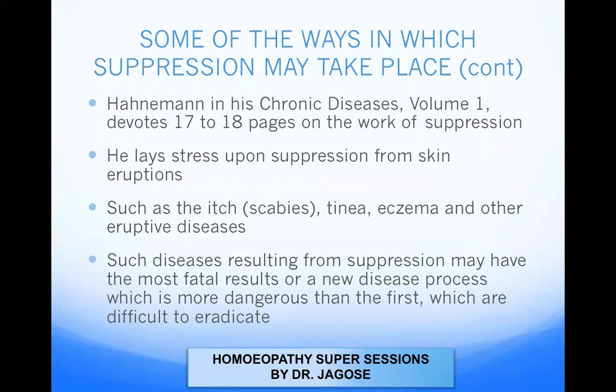Such diseases resulting from suppression may have the most fatal results, or a new disease process which is more dangerous than the first, which are difficult to eradicate. So the disease, when suppressed, naturally travels from the periphery to the center and it becomes fatal, or an important organ may be affected, or a new disease process may erupt, which is much more dangerous than the first, and obviously it is difficult to eradicate.